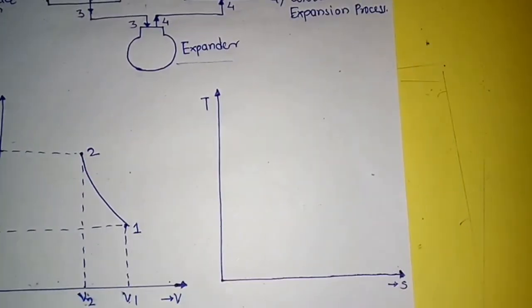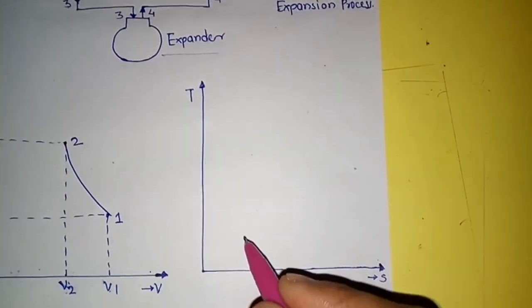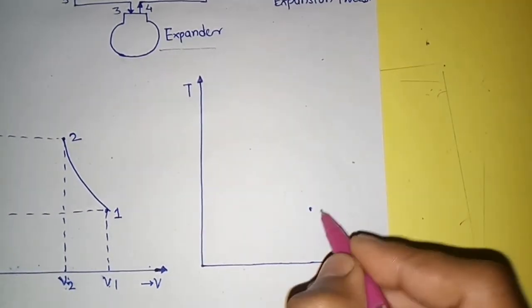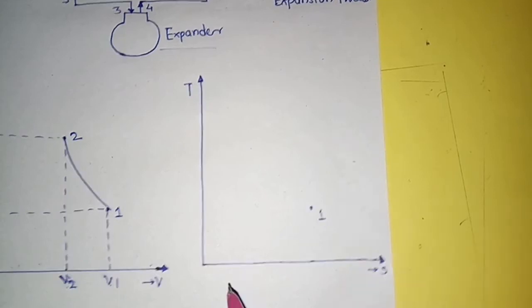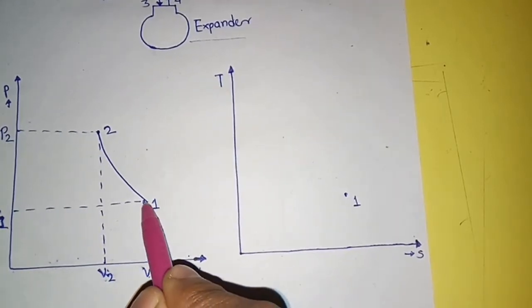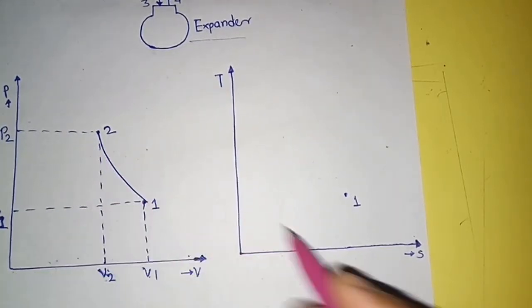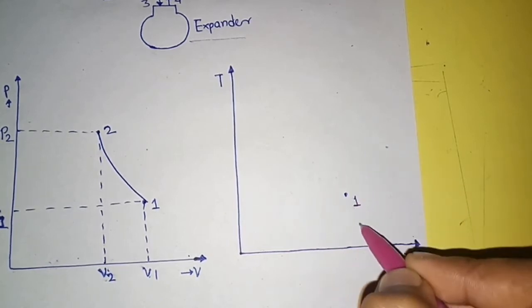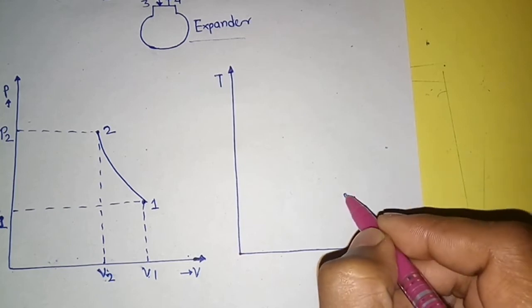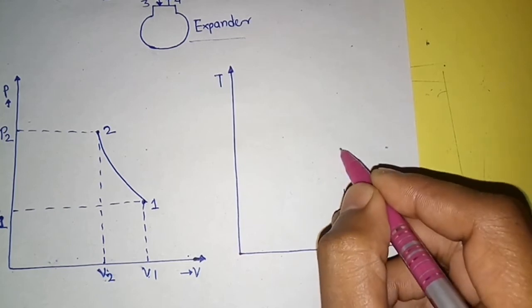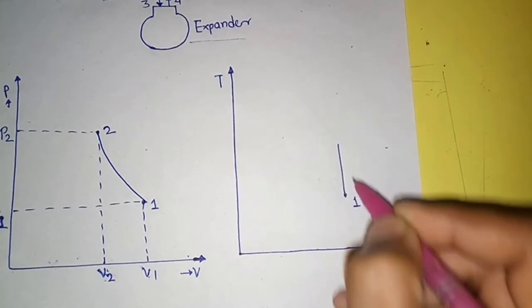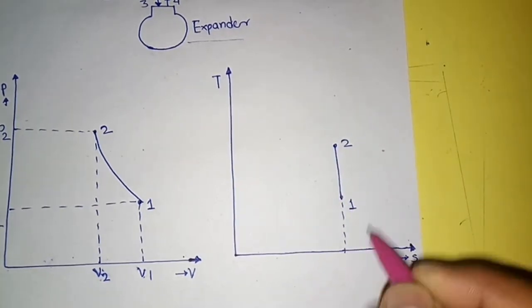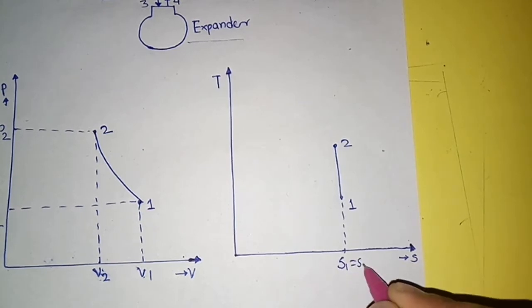Similarly, we will plot this process on the TS plot. This is the first point, the inlet of the compressor. As air starts compressing from 1 to 2, the temperature of the air increases but at constant entropy. So let's draw the line vertically upward up to point 2. This is point 2, and the entropy of this point is constant, which is S1 equal to S2.